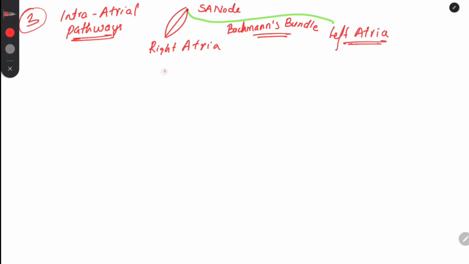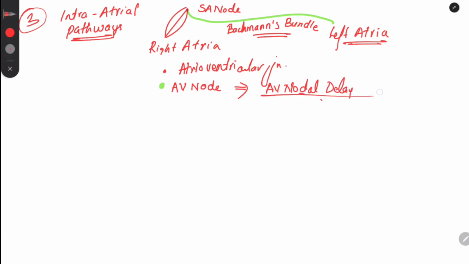So now the impulse reached the atrioventricular junction. Here, there is the presence of something called the AV node. Fortunately, the impulse slows down here. I'm saying fortunately, because this AV nodal delay helps in the complete emptying of the blood from atria to the ventricles.